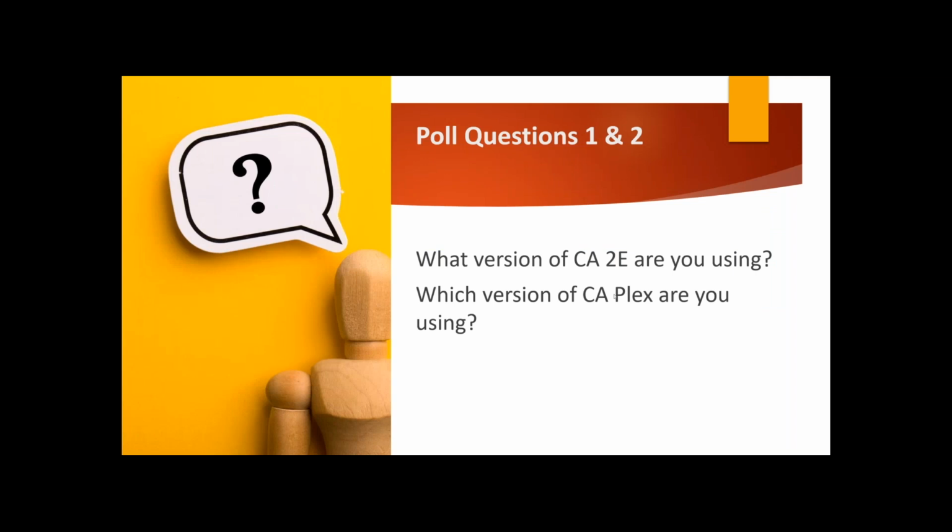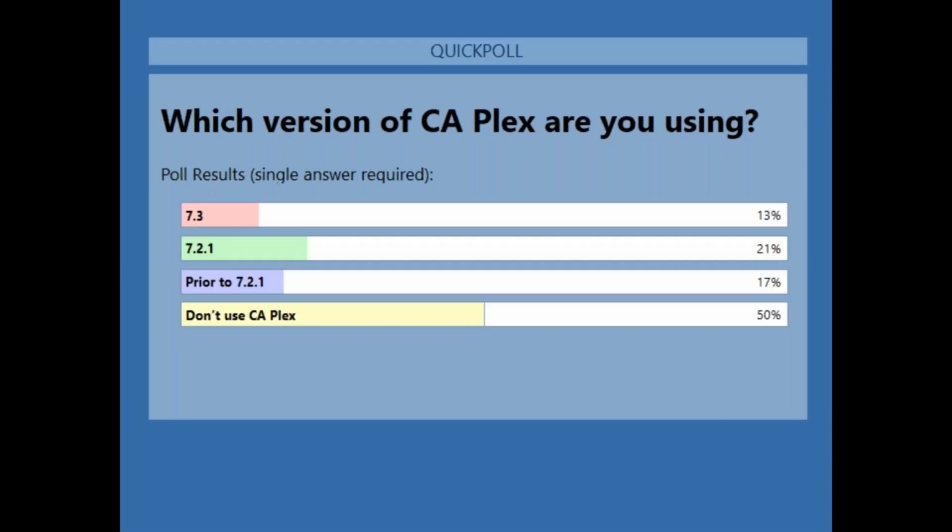So let's go with the second poll question. Which version of Plex are you on? A few, 13%, are at 7.3. Half as many more are at 7.2.1, and even some at prior to 7.2.1. And then obviously the TUI users aren't using Plex. So that's interesting, because we've got some updates for both TUI and Plex this morning that we'll talk about, coming from Broadcom. So next slide, please.